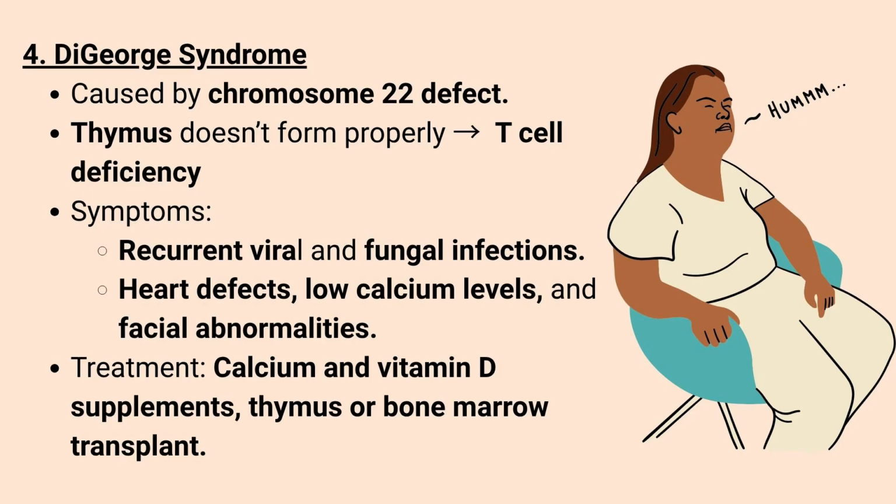DiGeorge syndrome. It is caused by a defect in chromosome 22. The thymus gland where T cells mature is underdeveloped or absent. This leads to T cell deficiency, resulting in poor defense against viral and fungal infections. Symptoms include recurrent viral and fungal infections, heart defects, low calcium levels, and facial abnormalities. Treatment includes calcium and vitamin D supplements, or thymus or bone marrow transplant in severe cases.